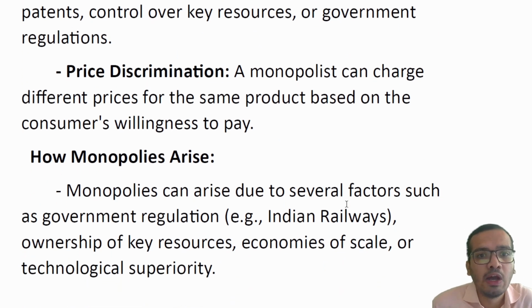Now comes how monopolies arise. Monopolies can arise due to various factors such as government regulations, in our case Indian Railways, and ownership of key resources, where some crucial resources are owned by a specific organization or entity. Third, economies of scale or technological superiority. So we have some tech advancement, or an efficient production line, so that we can produce on a large scale.